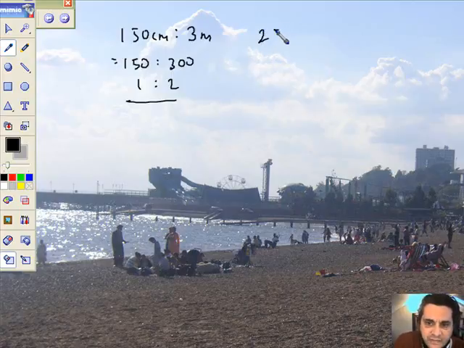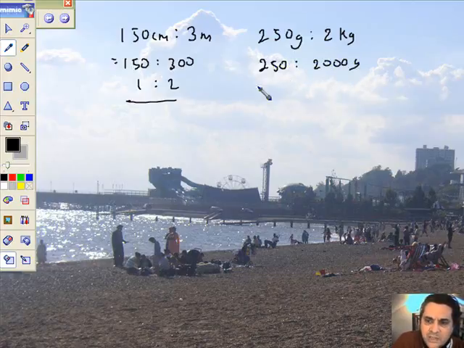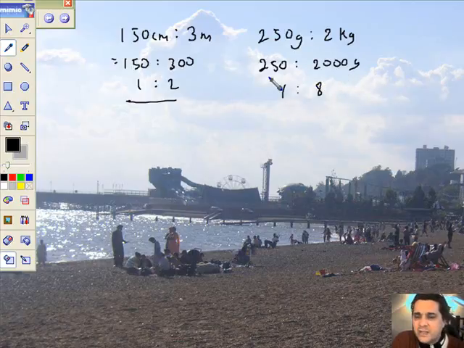I've got 250. Again, I'm doing the tougher ones, with mixed units. 250 grams to 2 kilograms. What does that mean? It means I've got 250 grams to 2,000 grams. Divide by 250. 250 goes into 1,000 4 times, so 2,000 will be 8 times. It's a 1 to 8 ratio, I believe. Check again. 4 times 250 makes 1,000. 2,000, I want 8 of them.